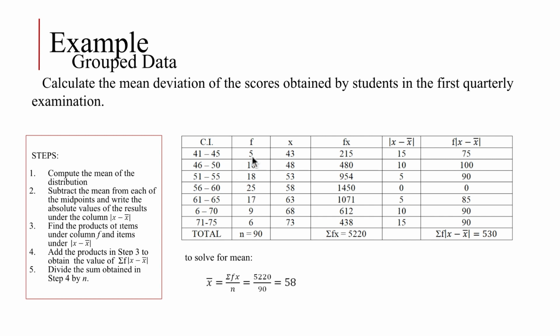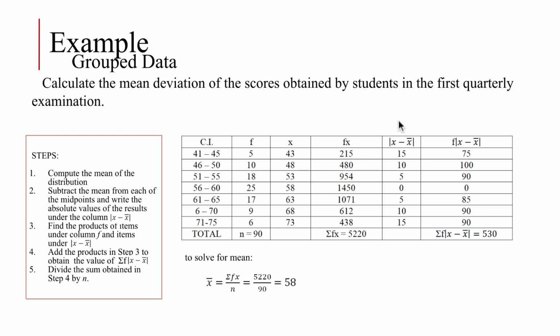Multiply them. 5 times 43 is 215. 10 times 48 is 430. 18 times 53 is 954. Just do the same thing until you come up with the summation of fx, which is 5,220. Then divide it by the number of cases or scores in all, that is 90. So 5,220 divided by 90 is 58. That is now your mean.